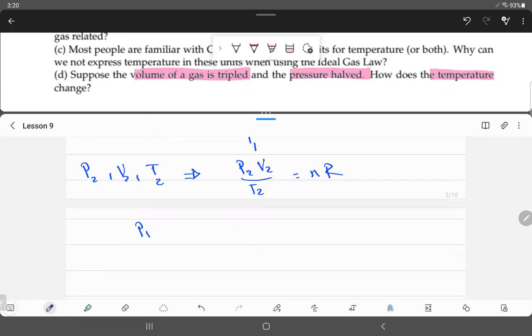So P1 V1 over T1 is always going to be equal to P2 V2 over T2, and is always going to be equal to the others. If I give you another pressure, volume and temperature, and you multiply and divide them, they're going to equal nR, and nR is fixed. Both of them are fixed, right? Do you understand what I'm saying?